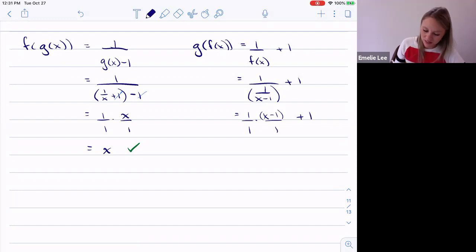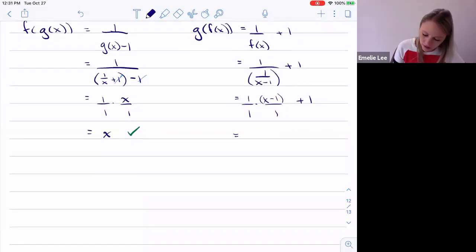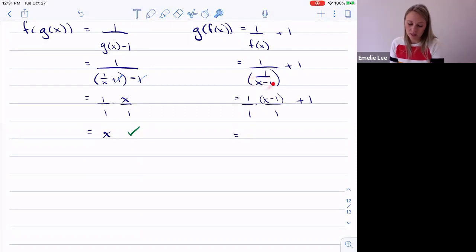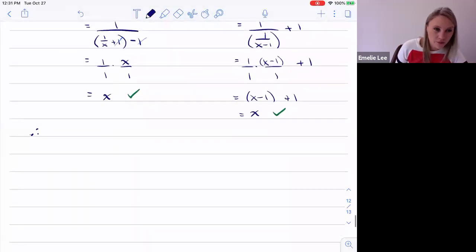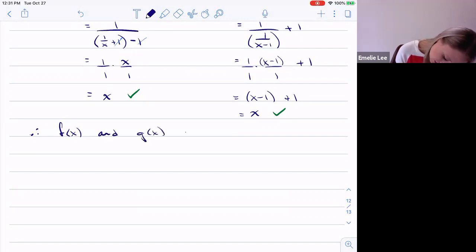Hey, it looks pretty good because it looks like I don't need a common denominator. It would have worked out, right? But your common denominator would have to be 1 over x minus 1. So you'd want to try to get out of that and see what you can do. So you get x minus 1 plus 1, which is just x. So it checks out. So now what we can conclude, therefore, is that f of x and g of x are indeed inverses of each other.